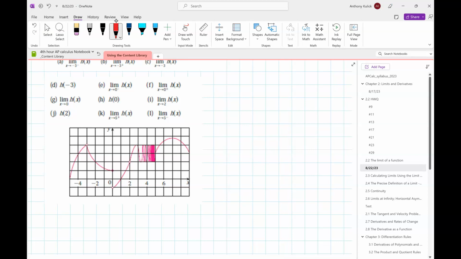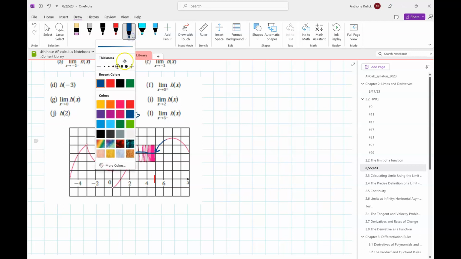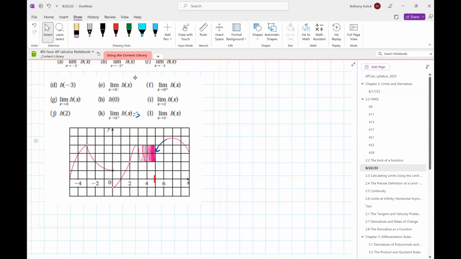So K and L, so 5 is right there, correct? So K, we're coming from this way. Let's pick a different color. Right? So we're coming from the right. So that looks like it's heading towards 1, 2, 3. For L, we're coming from the left. So you're in this zigzaggy mess. That looks like it does not exist.